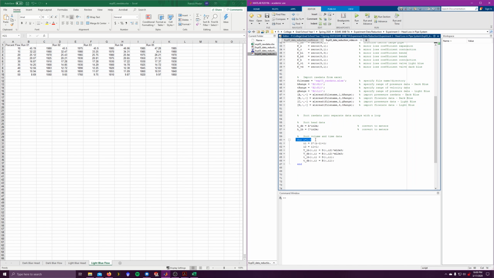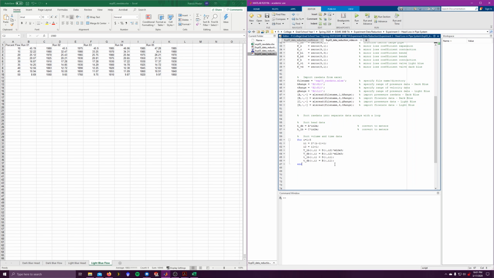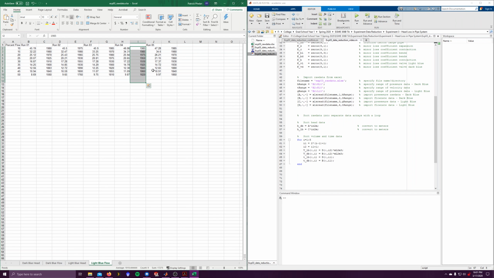Okay, so we just did this for the counter of I equals 1. So I2 is going to be equal to 2. So it's going to get this column right here, because remember, we didn't import this first column here. So column C is the column 2 that we imported into MATLAB. Okay, I hope that made sense. If not, go back and listen to that part again. So either way, it's going to sort through our data, so we get our volume data all here, and then we get our time data in a different array.